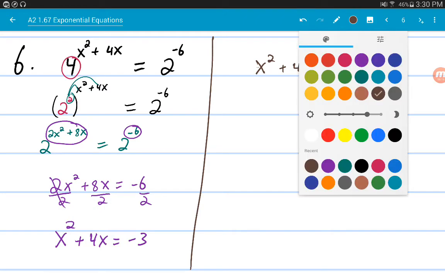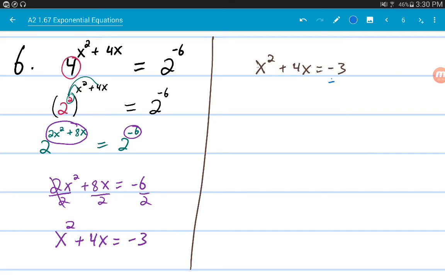I don't like it when my quadratics are equal to negative 3. I like it when they're equal to 0. So I'm going to add 3 to both sides. After I do that, I get x squared plus 4x plus 3 equals 0.